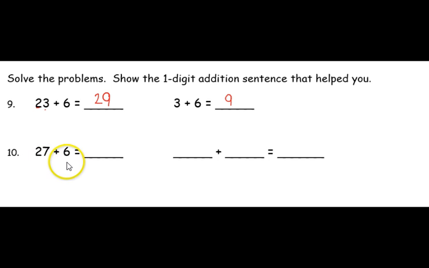The next problem is 27 plus 6. Well, if I know 7 plus 6 equals 13, that can help me solve 27 plus 6. When I added 7 plus 6, I made another 10, and then I had 3 ones left over. So I know I'm going to add another 10 in here, and I will have 3 ones left over. So 27 plus 6 is 33, and 7 plus 6 equals 13 is the problem that helped me figure that out.